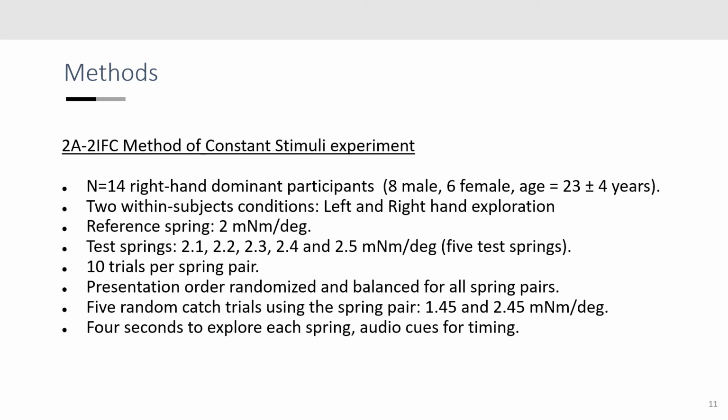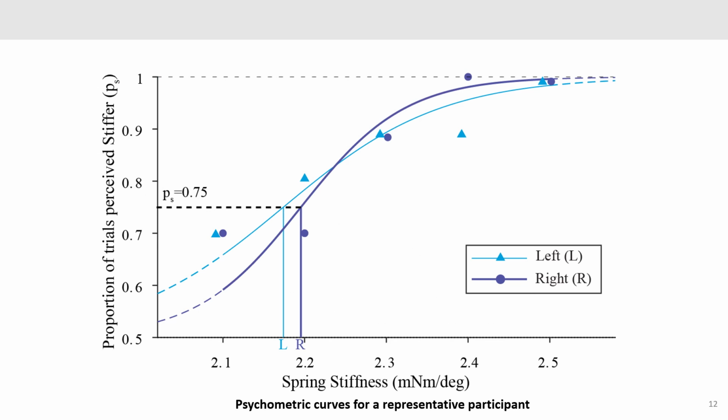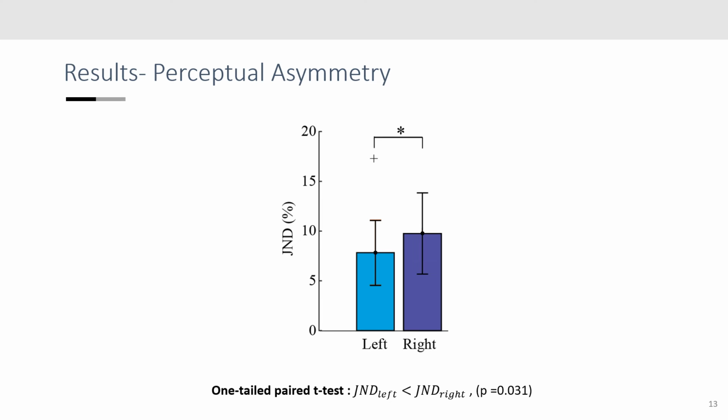We used a two-alternative, two-interval forced choice method of constant stimuli paradigm for 14 right-hand dominant participants in a within-subjects design. We used one reference spring and 5 comparison springs. 5 catch trials were also used to check for response bias. Psychometric curves were plotted for all participants and the JND was set at a proportion correct percentage of 75%. We found that the participants demonstrated significantly lower JNDs when exploring with their left hand.